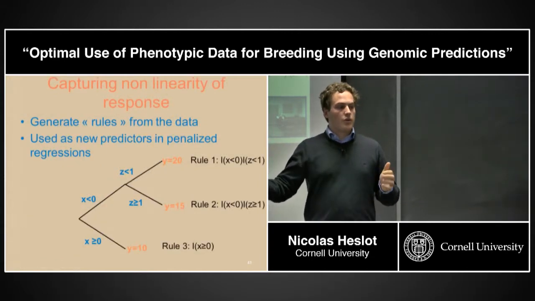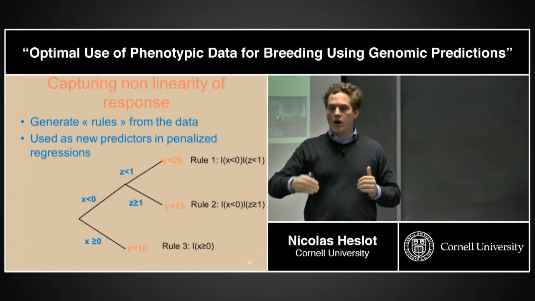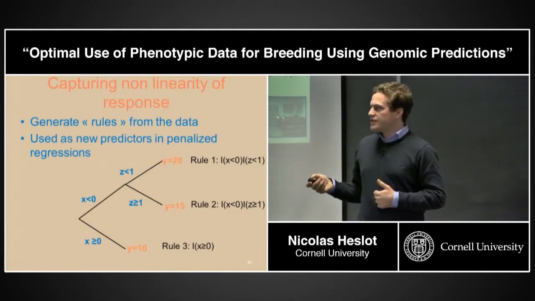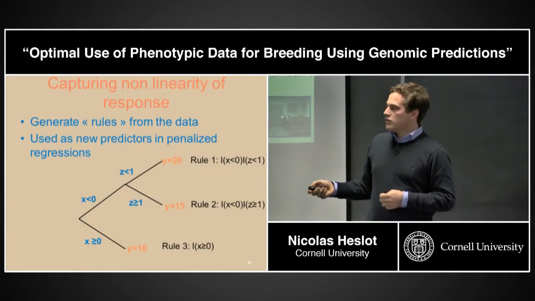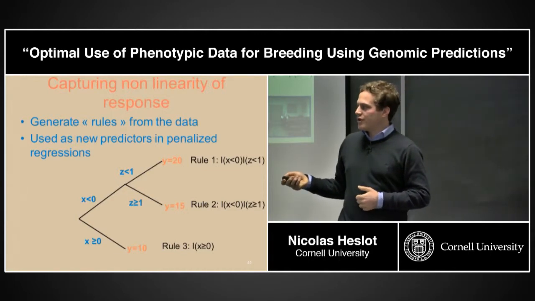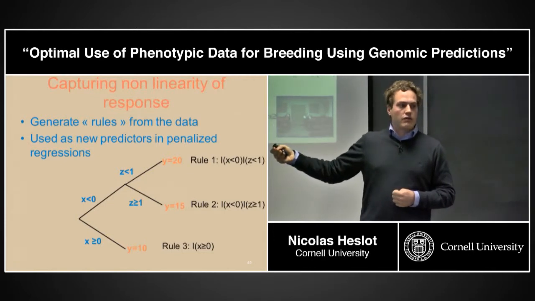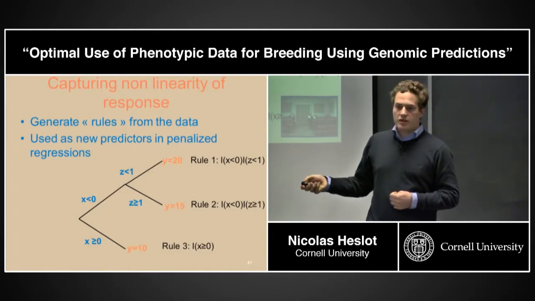The idea is to generate rules from the data. And a rule is just a fancy word for a binary predictor, that is a predictor that takes value 0 or 1. And we generate those predictors using regression trees. A regression tree is a relatively simple statistical technique that takes as input a response variable y and a couple of predictor variables such as x and z. An algorithm for regression trees will identify splitting rules that provide a partition of the data depending on the response variable y, but also on the input variables.